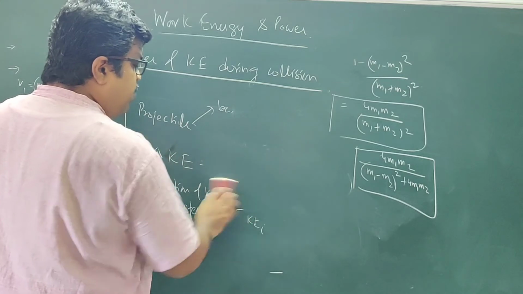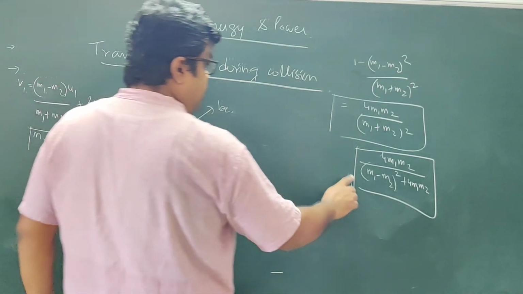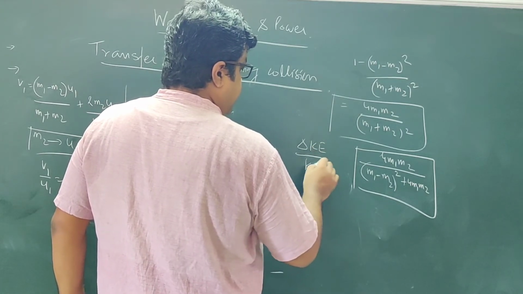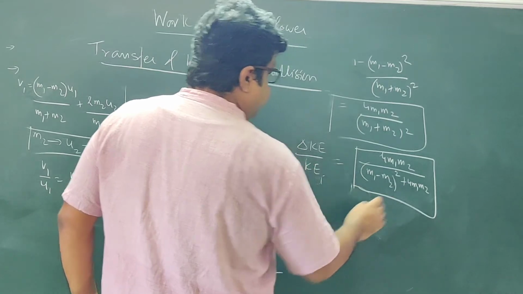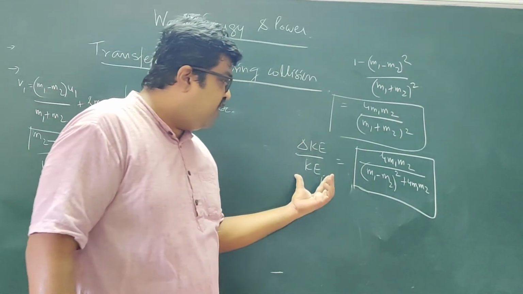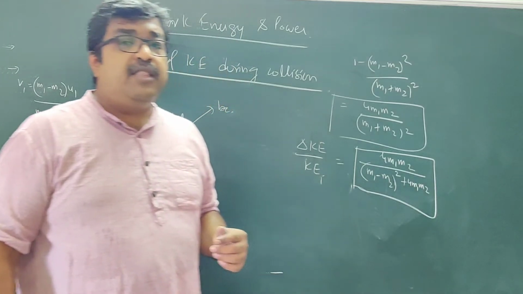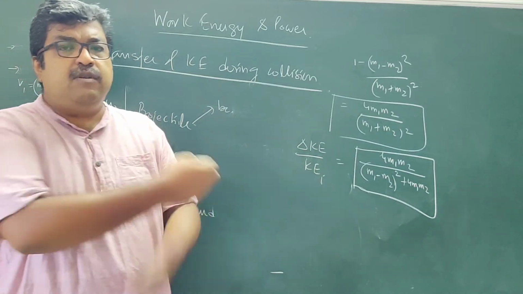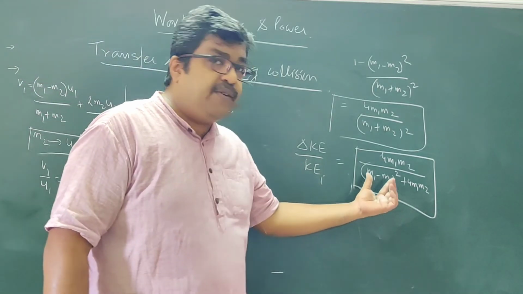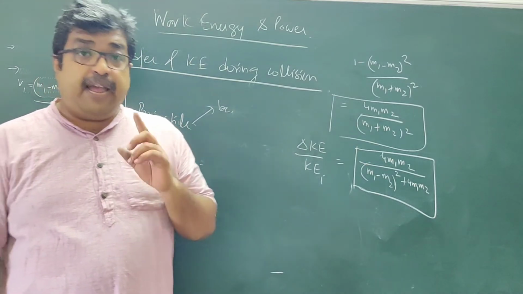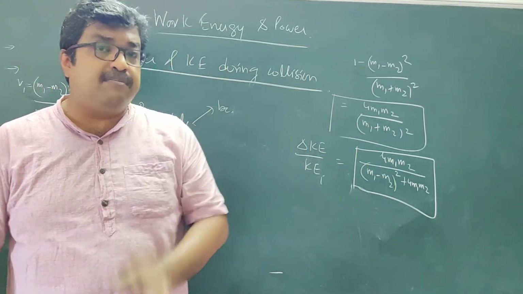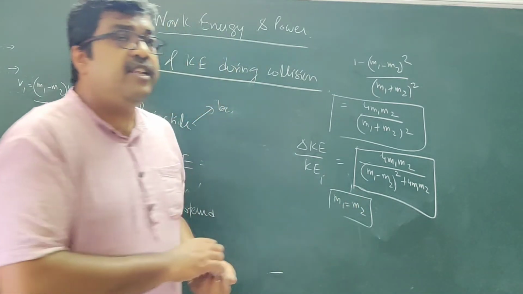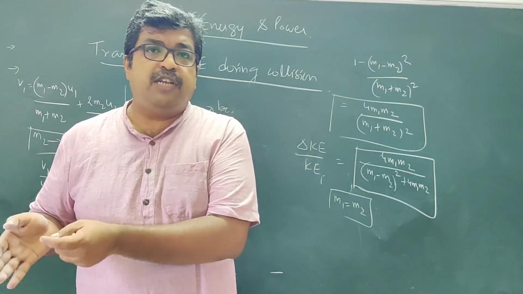So what can we infer from this result? This is delta KE by KE initial, the fraction of kinetic energy transferred. As you can see, this fraction is inversely related to the difference of the mass of the projectile and the target. So the greater the difference, the less will be the transfer of kinetic energy. And the transfer of kinetic energy will be maximum if m1 is equal to m2, that is, if the mass of the projectile is equal to the mass of the target.